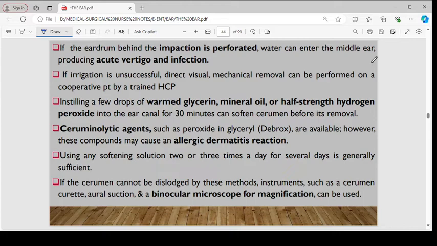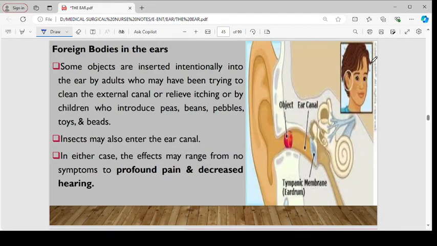We have ceruminolytic agents such as peroxide in glycerin, which are available, but these compounds are likely to cause allergic dermatitis reactions. So we try to avoid or limit their use. Using any softening solution 2 to 3 times a day for several days is generally sufficient. If cerumen cannot be dislodged by this method, instruments such as a cerumen curette, otic suction, and the binocular microscope for magnification can also be used.